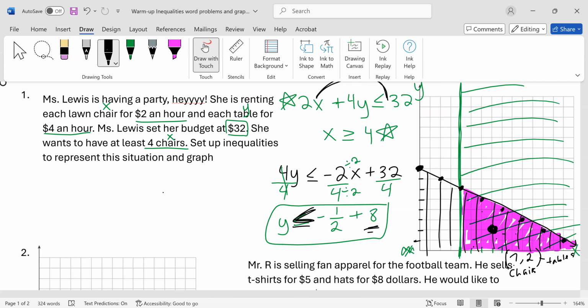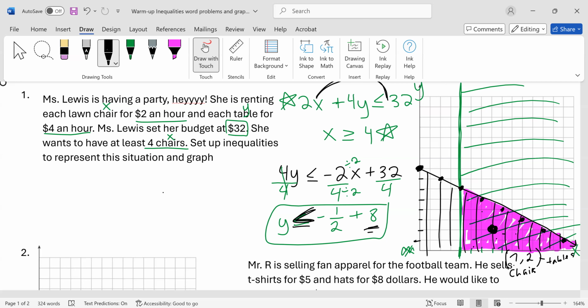Okay, let's try number 2. It says Mr. R is selling fan apparel for the football team. He sells t-shirts for $5. I'm going to let t-shirts be X and hats be Y. So you should have 5X and $8 for each hat. He would like to make at least $40 today. What symbol should I use? Greater than or equal to. It's always opposite.